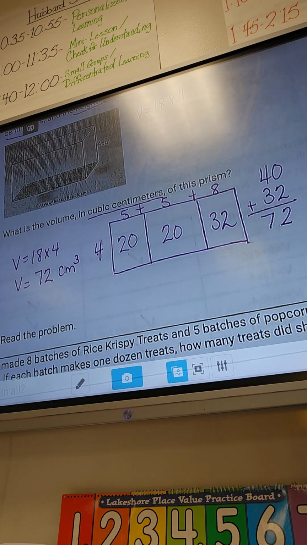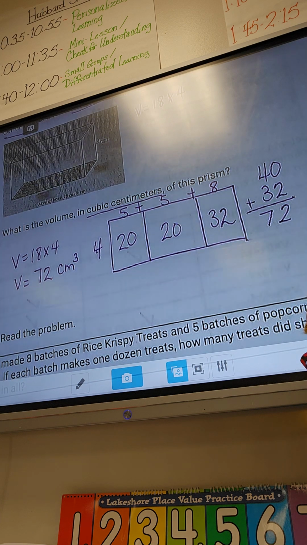Zaya made 8 batches of Rice Krispie treats and 5 batches of popcorn balls. If each batch makes 1 dozen treats, sit up on my carpet, how many treats did she make in all? Write an expression that can be used to solve this problem. Solve the problem using a variable. Okay? All right, so let's go back to our question.